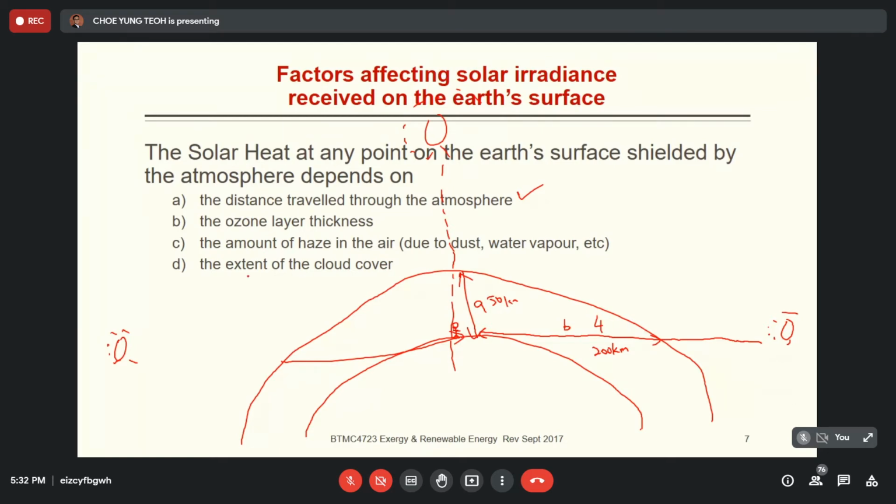And then the last one is the extent of the cloud cover. On a cloudy day, of course, you do not have sunlight because the cloud is too thick. Similar to dust and water vapor. Normally I can say it this way: cloud cover and dust will filter out visible light, and water vapor will filter out infrared, which is heat. So they are slightly different. But the total amount will be affected by these four.